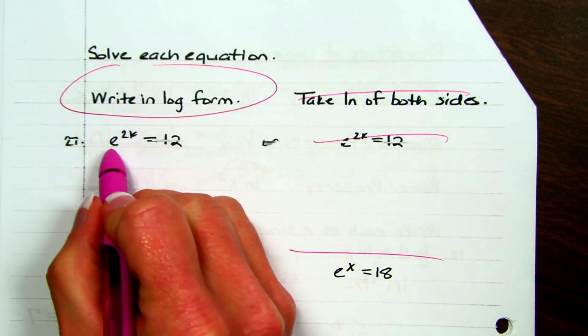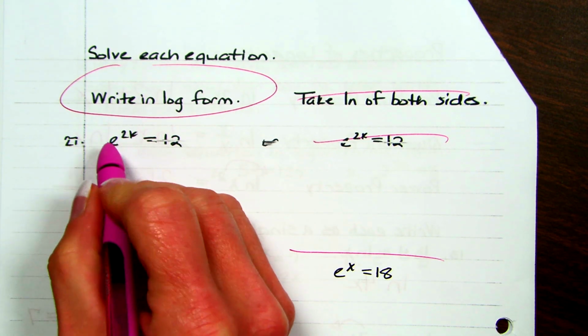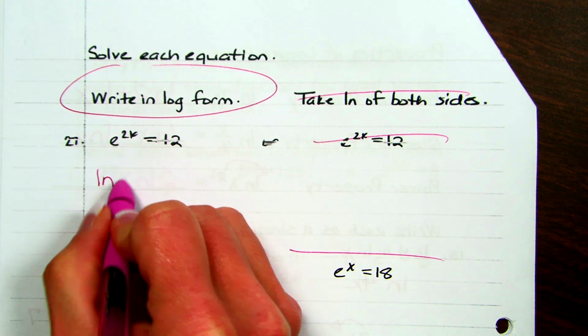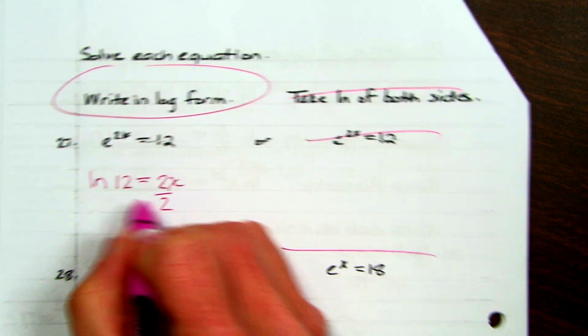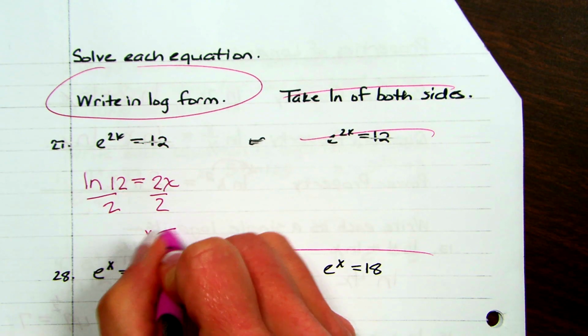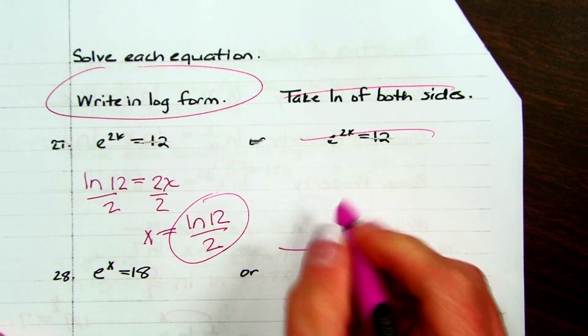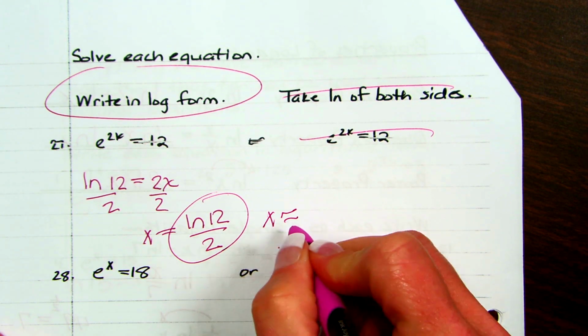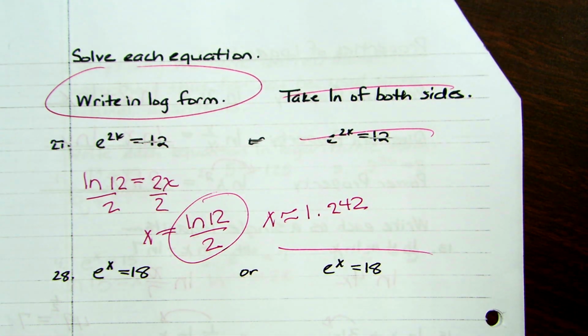So if this is isolated, you would write in log form. And you know e, the log that goes with e is natural log of 12 is equal to 2 times x. And then you would just divide by 2. So x is equal to the natural log of 12 divided by 2. So that would be your exact answer. If you type it on the calculator, you would get 1.242. And I encourage you to type it on the calculator and make sure you're getting the same thing I'm getting.